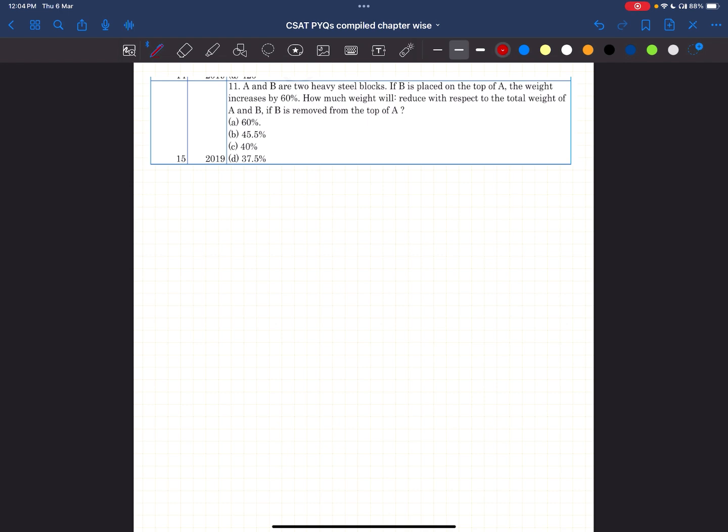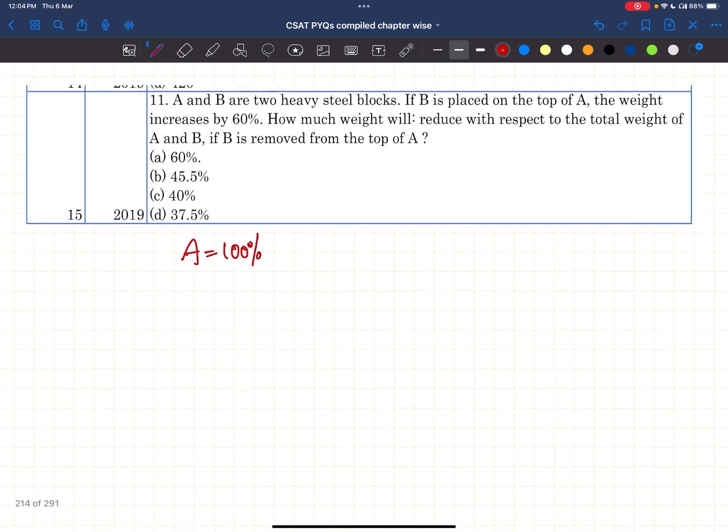A and B are two heavy steel blocks. If B is placed on the top of A, the weight increased by 60%. How much weight will reduce with respect to the total weight of A and B if B is removed from the top of A? Now I'll take A equals 100%, and B equals 60%. When B is placed on top of A, the weight increased by 60%, so I'm taking A 100% and B 60%.